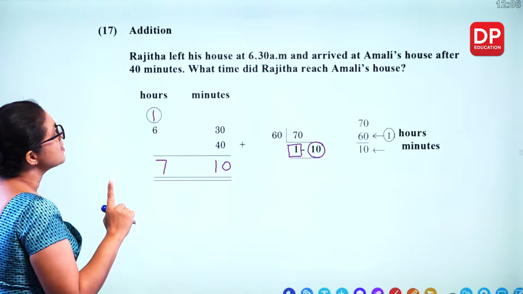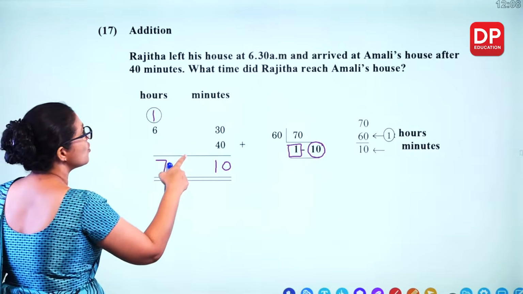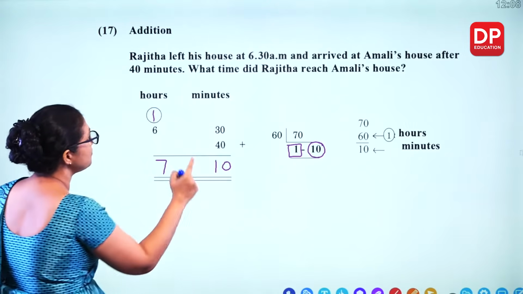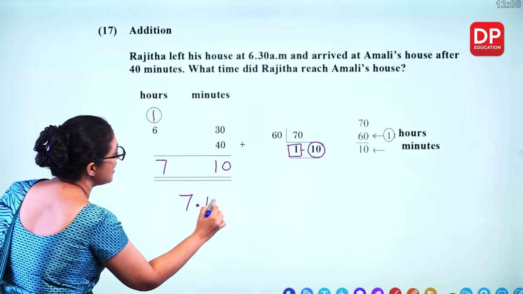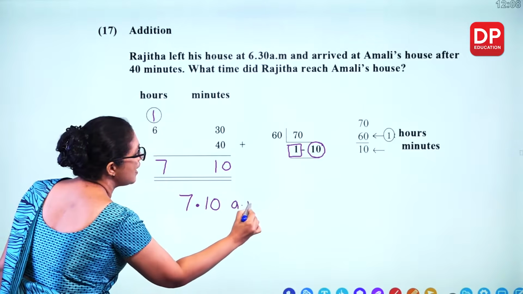What time did Rajitha reach Amali's house? So this is AM. So you can say 7:10 AM.